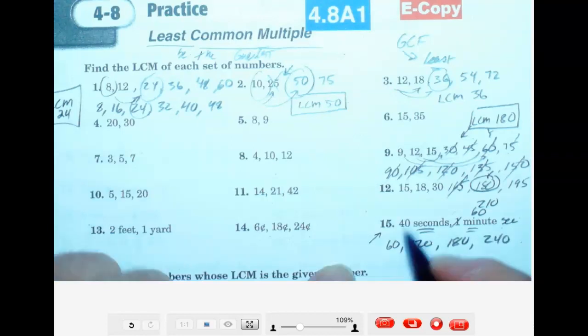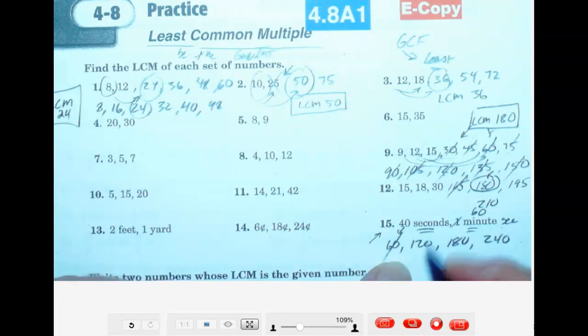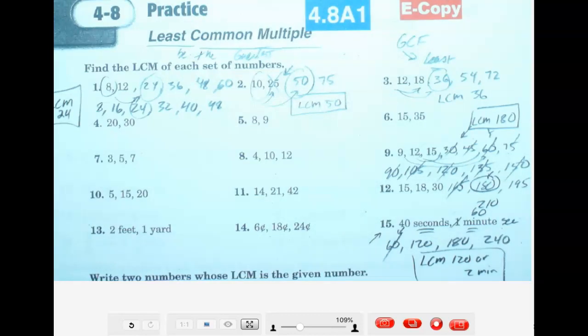Does 40 fit into 60? No. Does 40 fit into 120? Yes, it actually does. 4 goes into 12, so 4 is going to go into 120. So we can just say that the LCM is 120 or 2 minutes. You can divide that by 60. Here's your LCM. Okay? All right, let's do some of these other problems for practice.